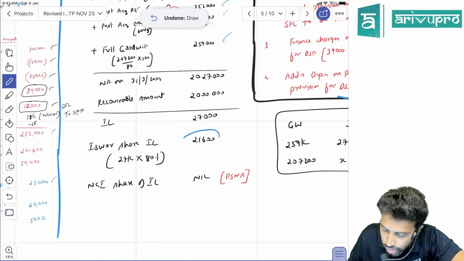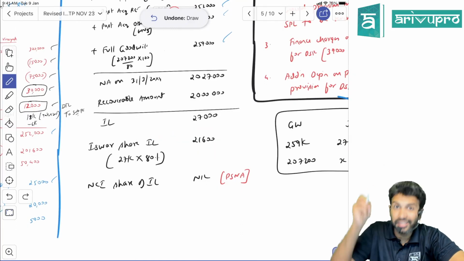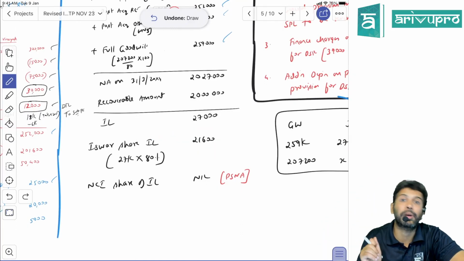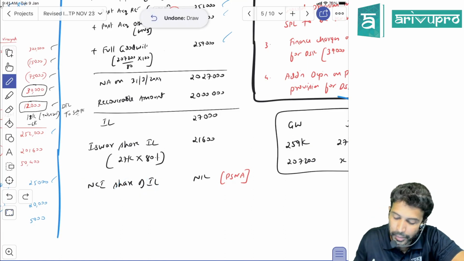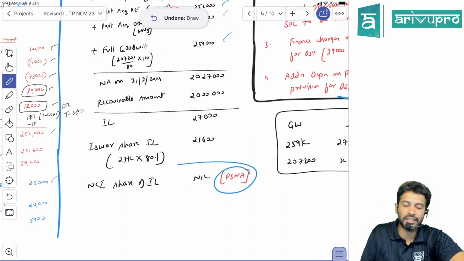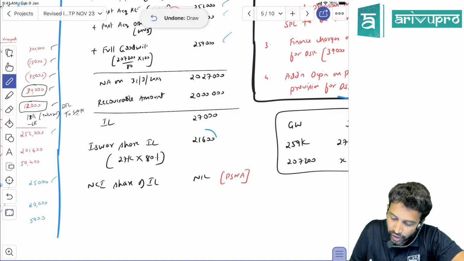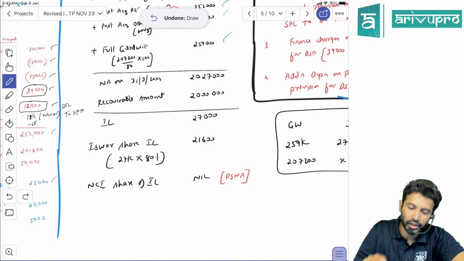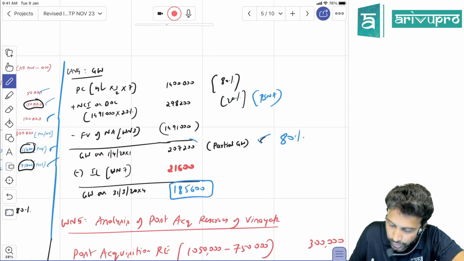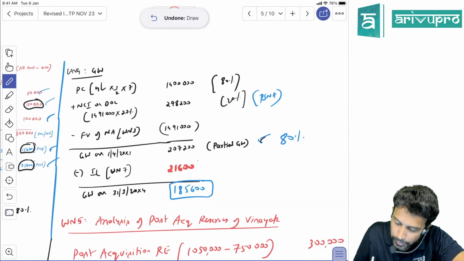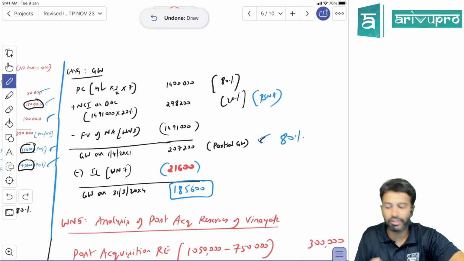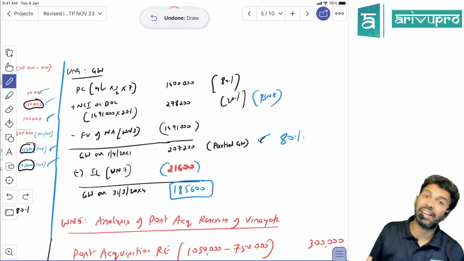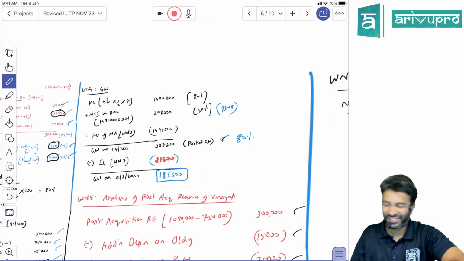So the impairment loss on goodwill you recognize is 21,600. And this impairment loss only the parent will bear, because NCI is valued on the proportionate share of net assets basis. So NCI's share of impairment loss on goodwill is nil. Now that we have the impairment loss on goodwill, come back to the goodwill working. On the date of control it is 207,200. The impairment loss we just got is 21,600. Subtract this, and you get the goodwill to be shown in the balance sheet, which is 185,600. This is done.